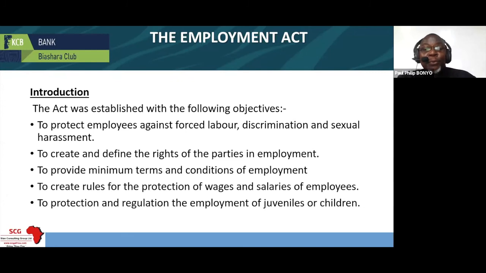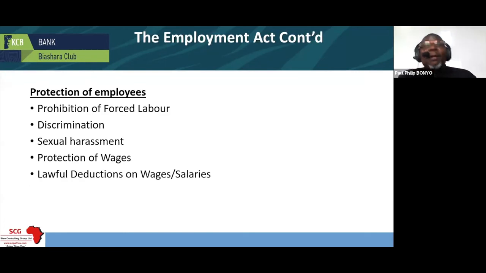Another objective is to create and define the rights of the parties in employment, provide minimum terms and conditions of employment, and create rules for the protection of wages and salaries of employees. We will see how to protect and regulate women and juveniles. The law provides that payment of wages must be made on a working day during working hours, at the place of work or any other place mutually agreed.